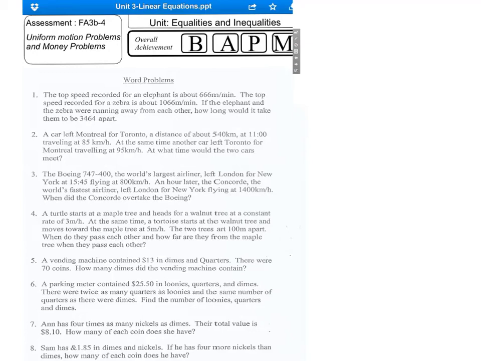So in 3b-4, we're continuing to work with some word problems. The types we're working with will be distance word problems. We have money word problems. So we have our distance word problems and we have our money word problems. So we'll start with the distance word problems and then we'll work on the money ones.